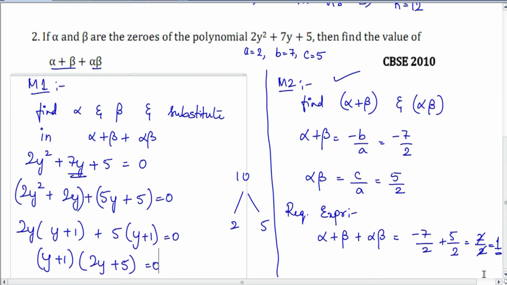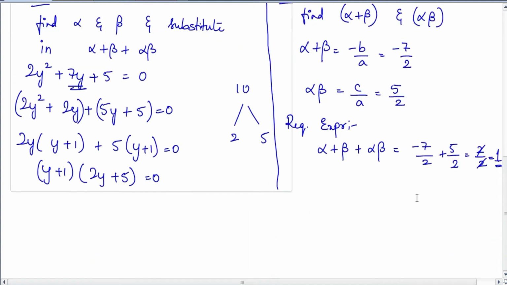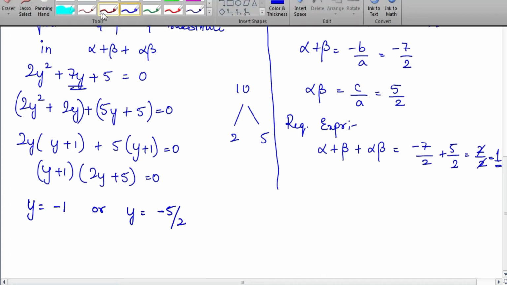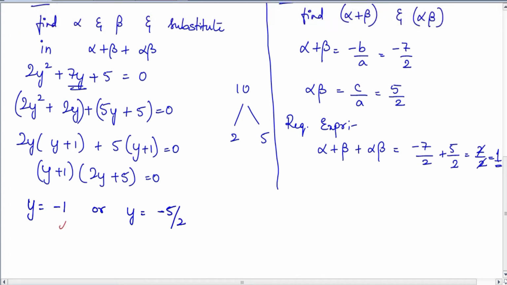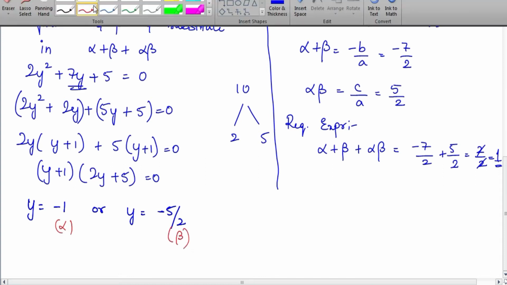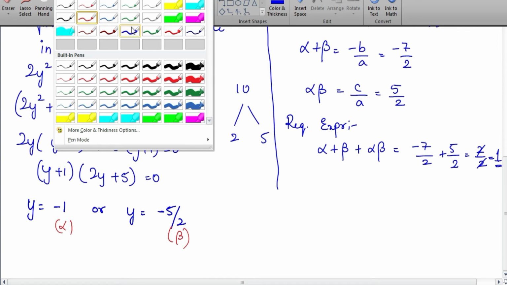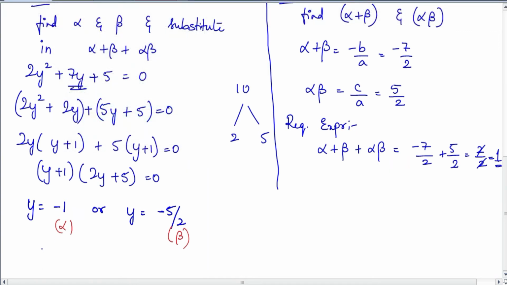By equating each one separately to 0, you will get y equals minus 1 or y equals minus 5 by 2. So basically this is your alpha and this is your beta. You can take it as you want; I am going to consider those as alpha and beta. Now what is the required expression? Alpha plus beta plus alpha beta, right?